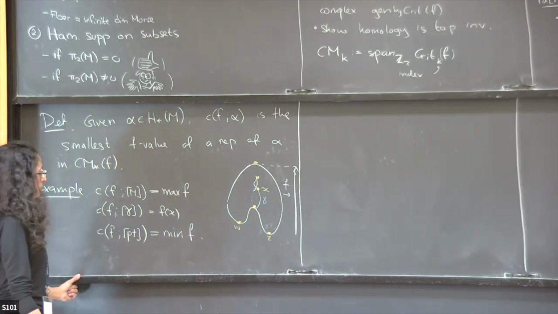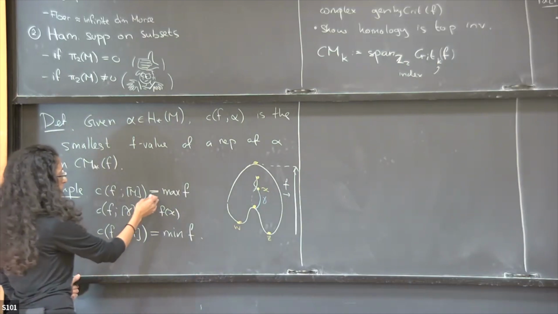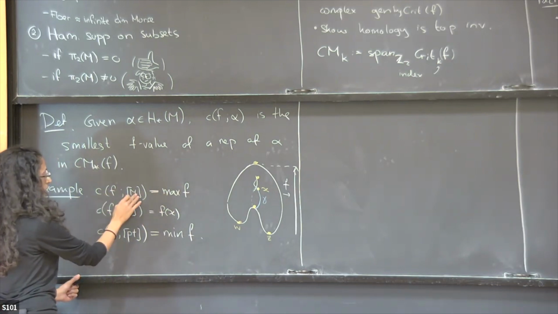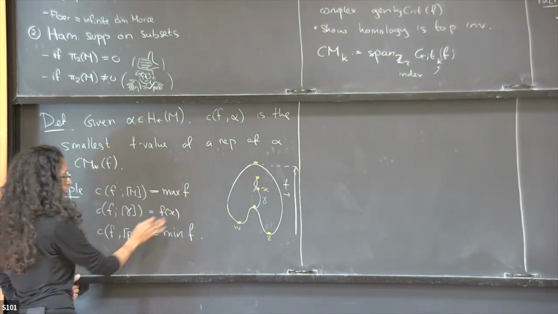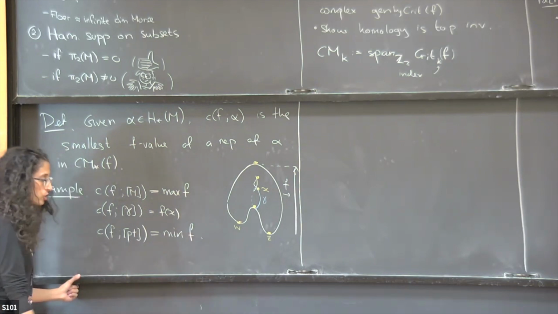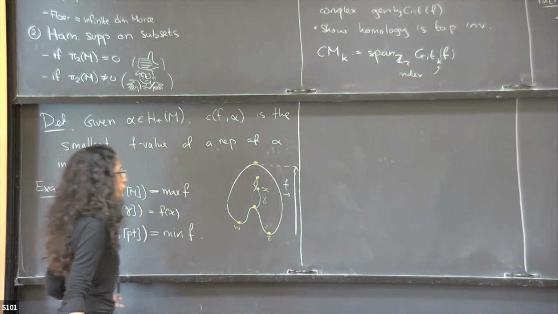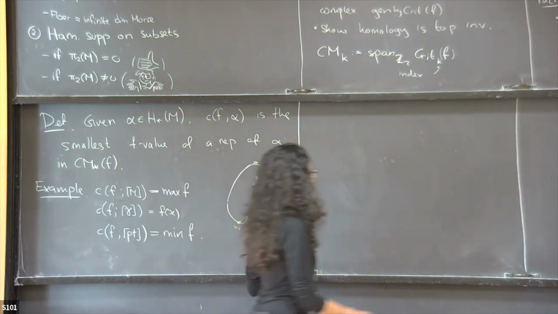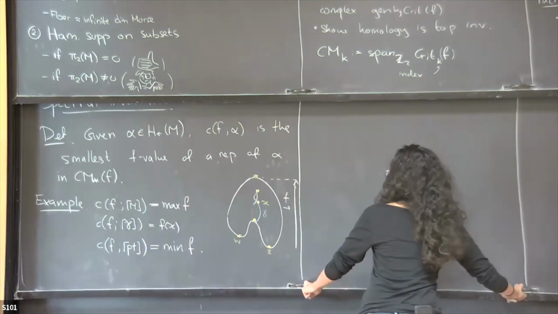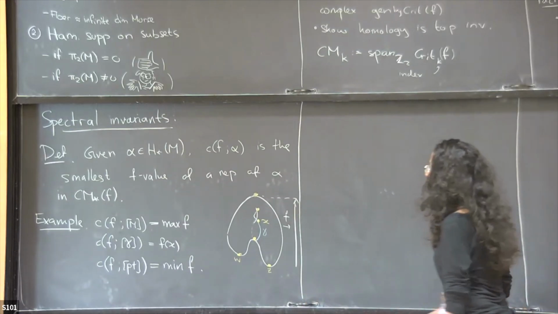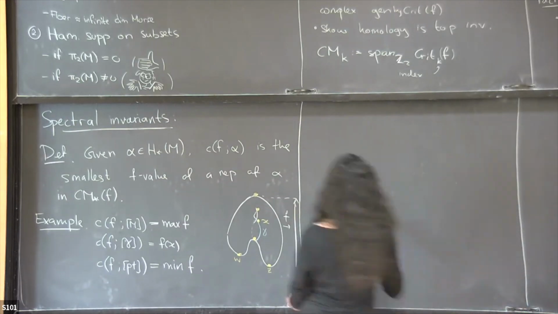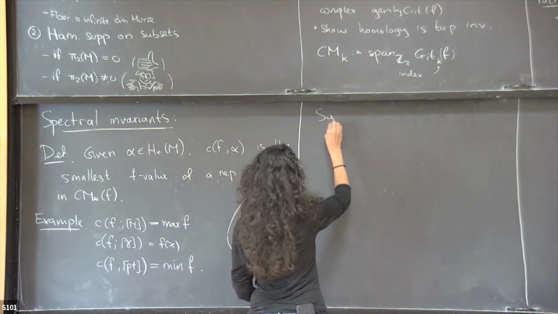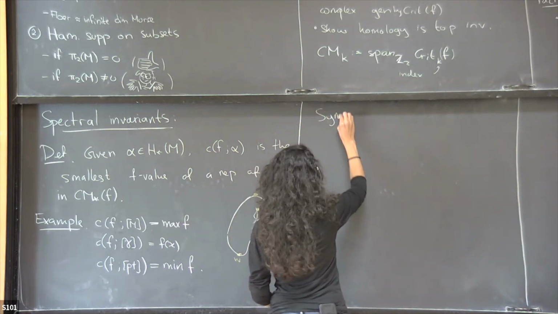In general, it always holds that the spectral invariant of the fundamental class is the global maximum, and of the point class is the global minimum of the function, just because of how the Morse chain complex behaves. So this is what I wanted to say about Morse homology, and now I want to move on to talk about what we are studying in symplectic geometry.